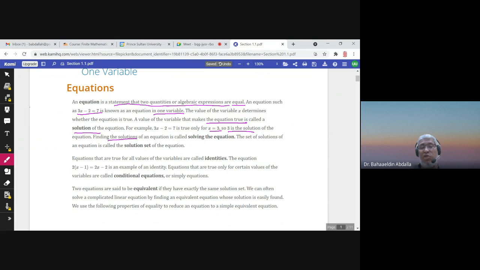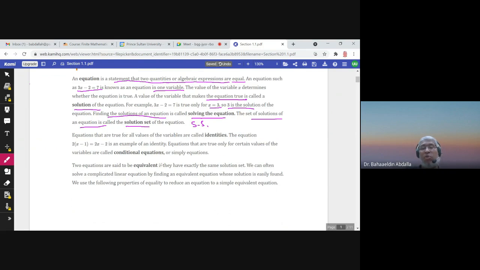Finding the solutions of the equation is a method called solving the equation. So when we solve the equation, we find the solutions of the equation. The set of all possible solutions of the equation is called the solution set. Usually we denote it by SS. So SS equals, and you write all the possible solutions of the equation.